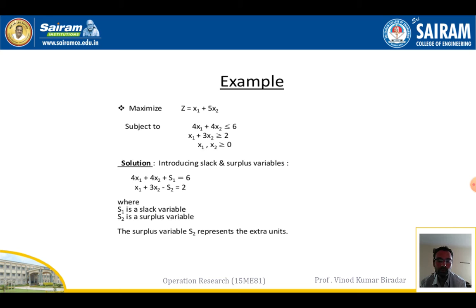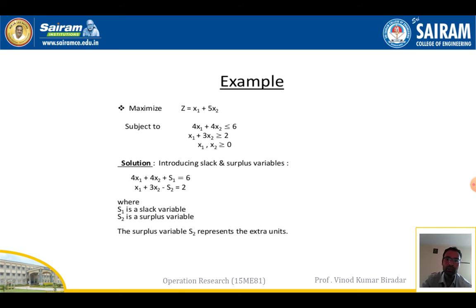So the first equation is 4x1 + 4x2 + s1 = 6. The second is x1 + 3x2 - s2 = 2. We are subtracting here because the sign is greater than or equal in the second equation. In the first equation it is less than or equal, so we are adding s1. Here s1 stands for the slack variable and the negative sign indicates the surplus variable.